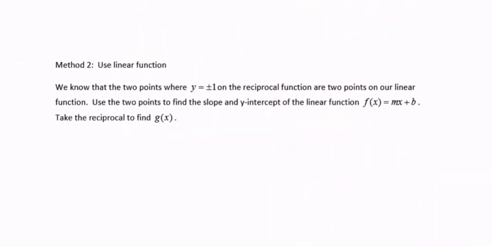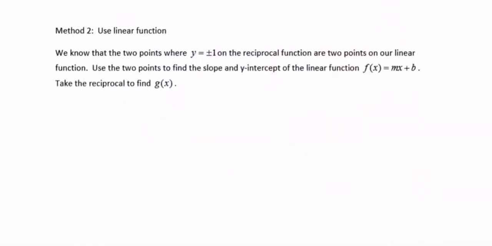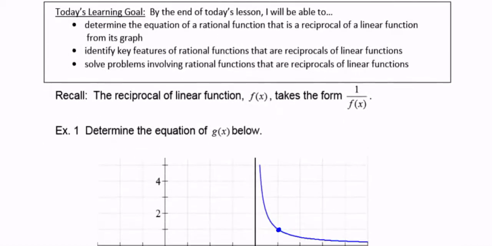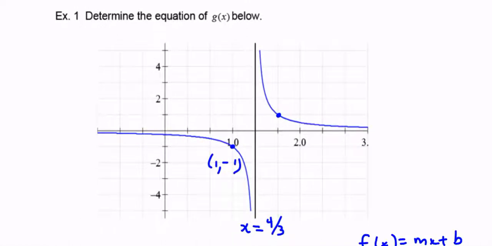Second method. The second method is to actually come up with the linear function. And if you can come up with the linear function that generated the reciprocal function, then you just write it as 1 over that linear function and you've got your equation of your reciprocal function. So if we go back here, we knew from our rules for graphing linear reciprocals that where y equals 1, and where y equals -1, these are points on our line as well. So I've already identified them here. So y equals 1 right here, I go over, that's a point on our line.